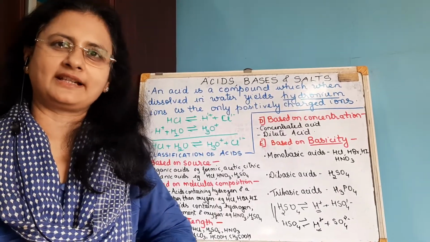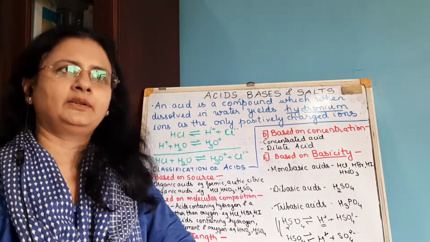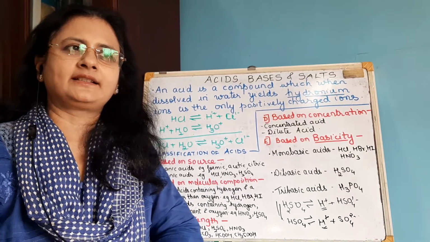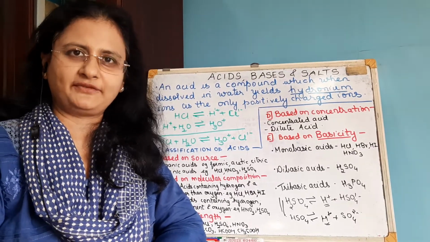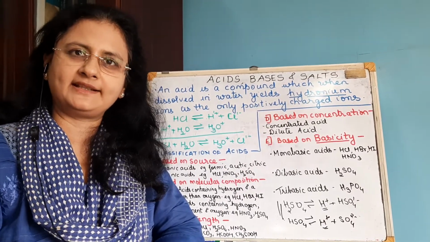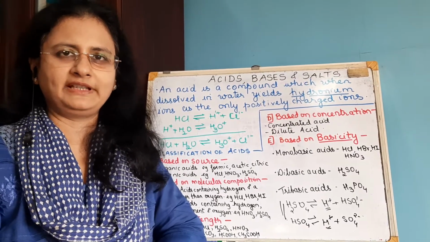This time we are going to start a new chapter, that is acids, bases and salts. Today we will be discussing only the acid part of the chapter, that is the definition of an acid, then classification of the acids, then the method of preparation of various acids, then the chemical properties of an acid and the uses of an acid.